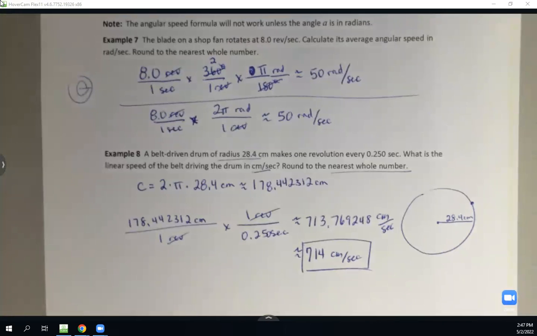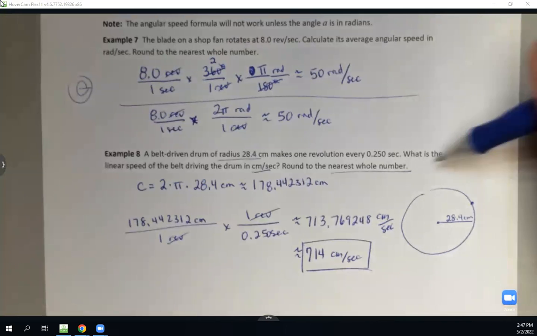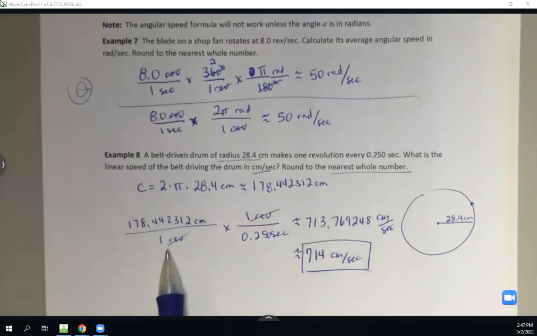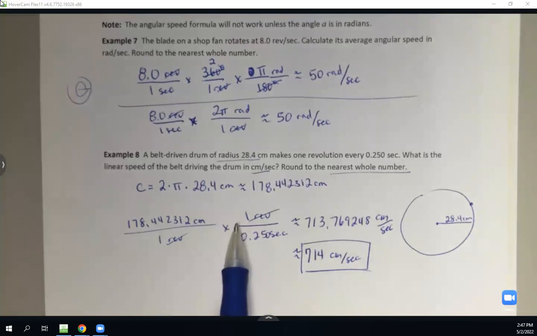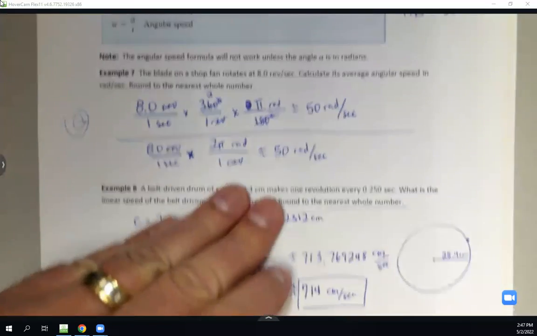So again, you've got to think your way through it. What does it mean when you make 1 revolution? Well, you're traveling the circumference distance. So figure out the circumference. You're traveling the circumference every revolution, and then just convert. 1 revolution every 0.25 seconds. So 714 centimeters a second.